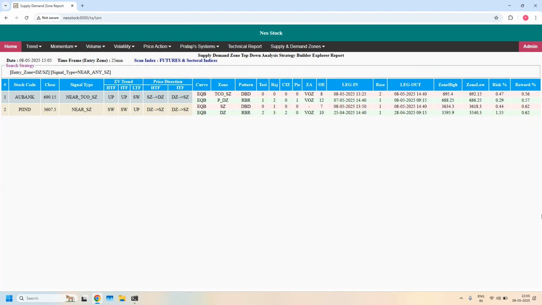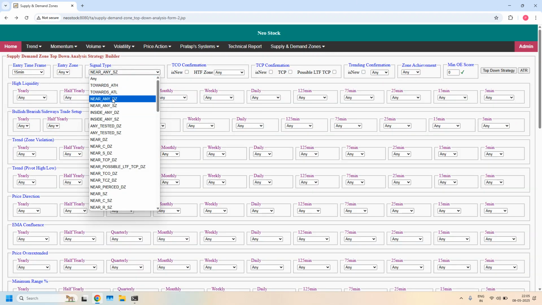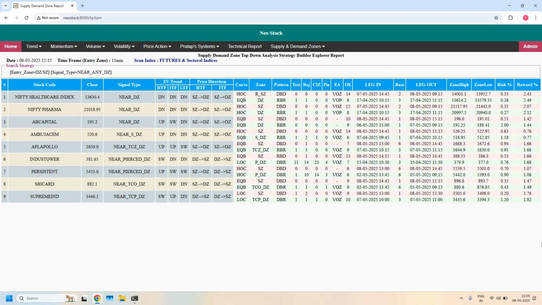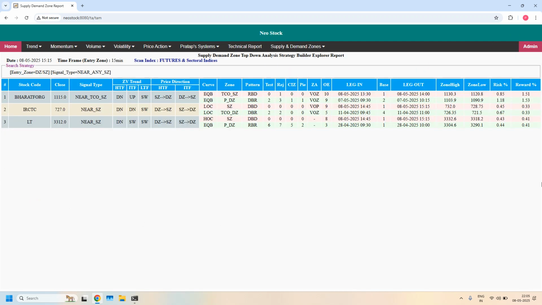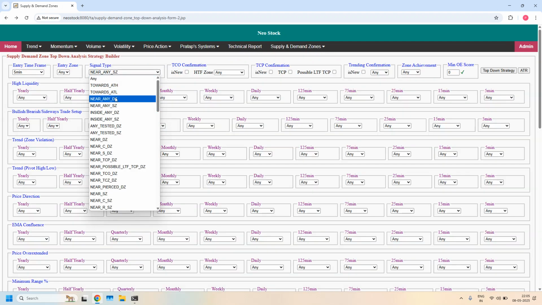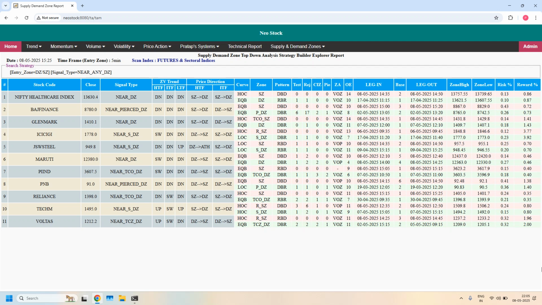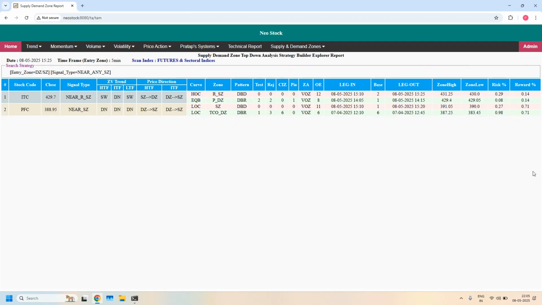Next time frame is 15 minutes. Stocks near to the 15 minutes demand zone, we got 9 stocks. Next, stocks near to the 15 minute supply zone, we got 3 stocks. Next time frame is 5 minutes. Stocks near to the 5 minutes demand zone, we got 11 stocks. Next, stocks near to the 5 minute supply zone, we got 2 stocks.